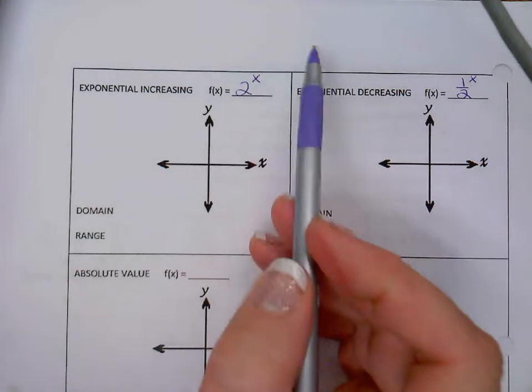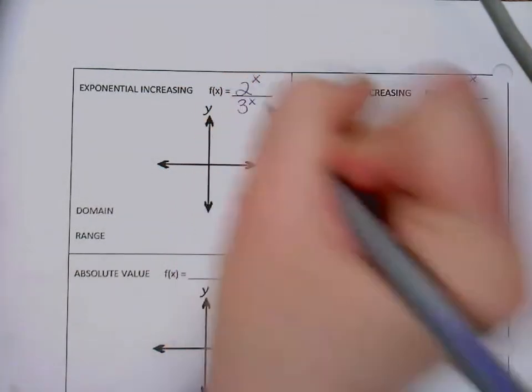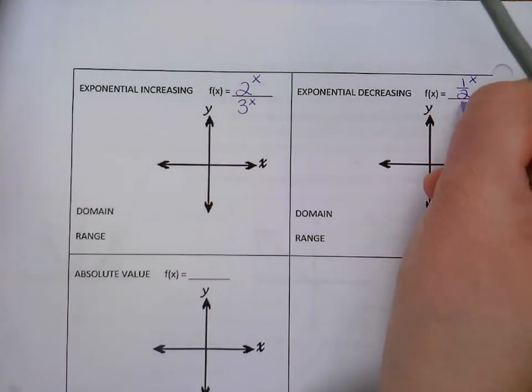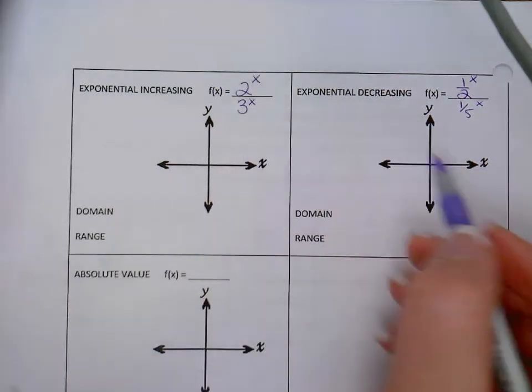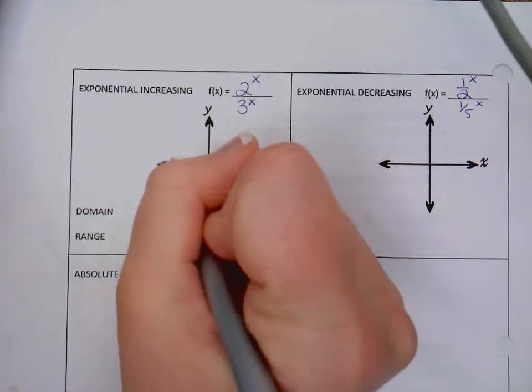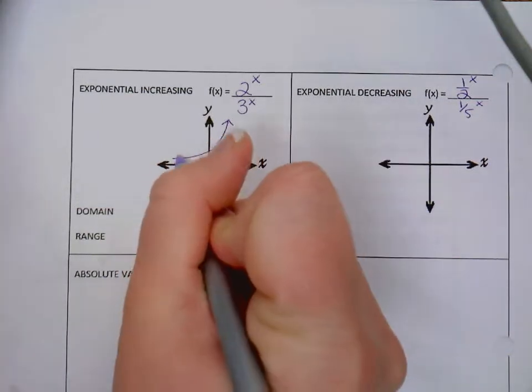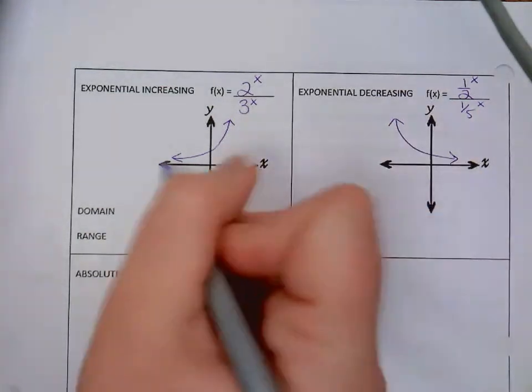There's a lot of numbers I could have picked. I could have picked 3 to the x, 4 to the x. I could have picked 1/5 to the x. So this is a number that's growing by multiplying bigger and bigger. This is basically multiplying by something and getting smaller and smaller. So the shape of the graph is increasing versus decreasing. And it's a curved shape graph.